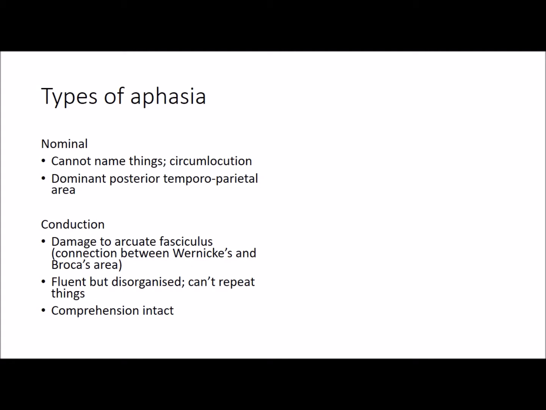And that occurs in the dominant posterior temporoparietal area. And that area is also supplied by the MCA. So the patient that I saw actually had both expressive and nominal aphasia because they had quite a significant stroke affecting the middle cerebral artery area.